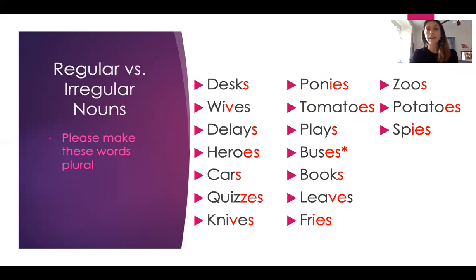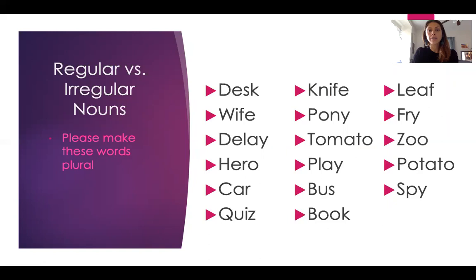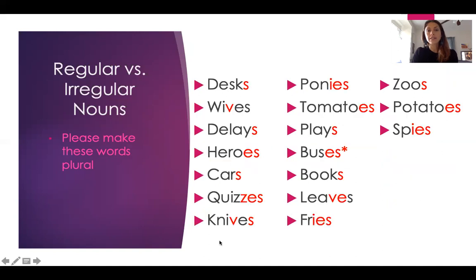Wife with an F becomes wives. Sorry, this S should have been red. Delay becomes delays. Now remember, this is our example. We cannot do A, I, E, so we have to just keep the Y there. Hero becomes heroes with the ES because it ends in an O. Car is regular, just add an S.